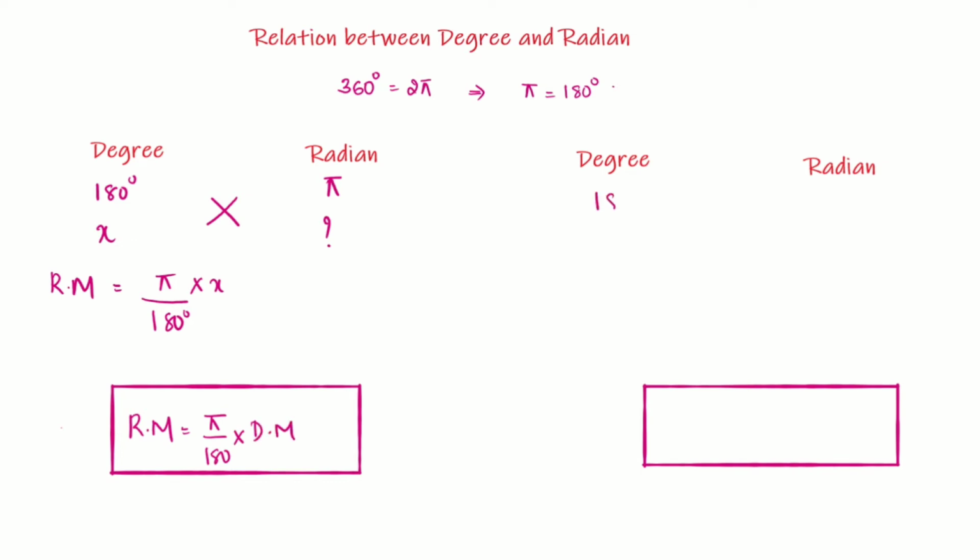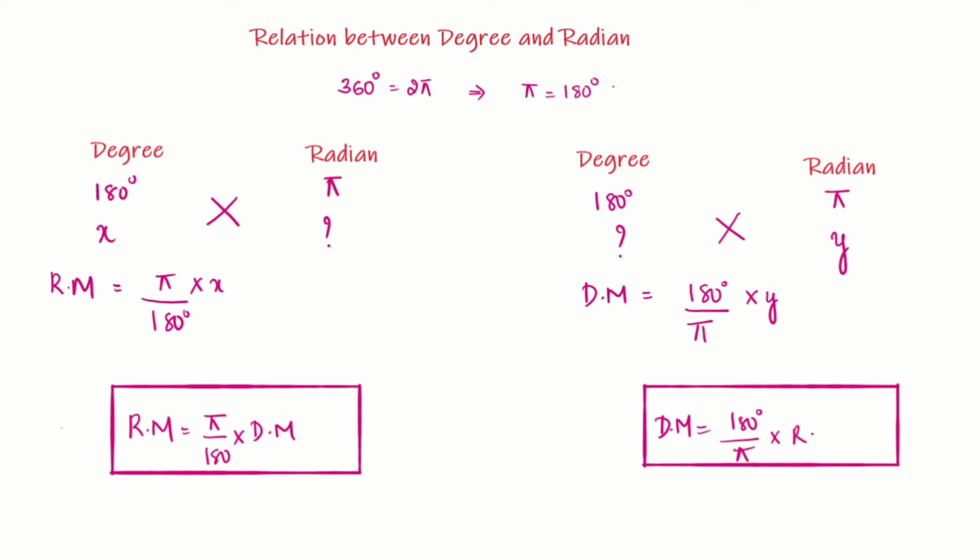Similarly, we have 180 degrees is equal to pi radians. Y radians is how many degrees? We will cross multiply. So, degree measure is equal to 180 degrees into y divided by pi. In other words, degree measure is equal to 180 degrees divided by pi into the given radian measure. This is the relationship between the degree and the radian measure.